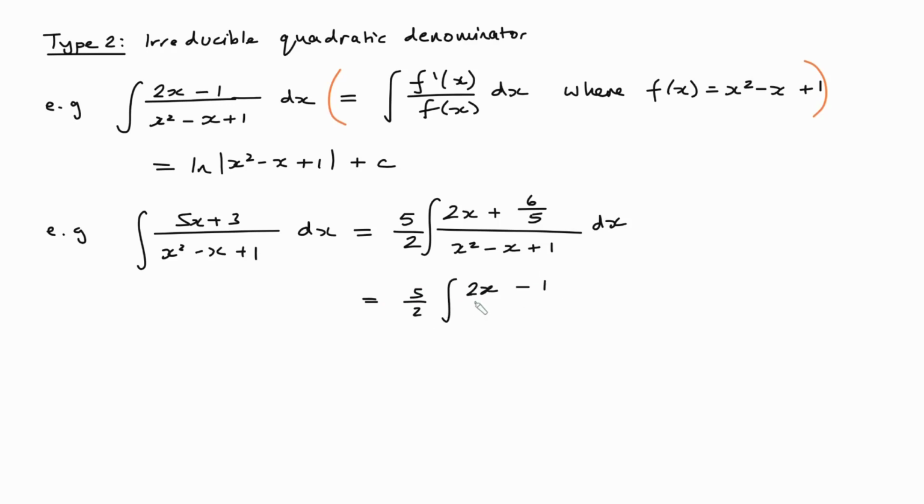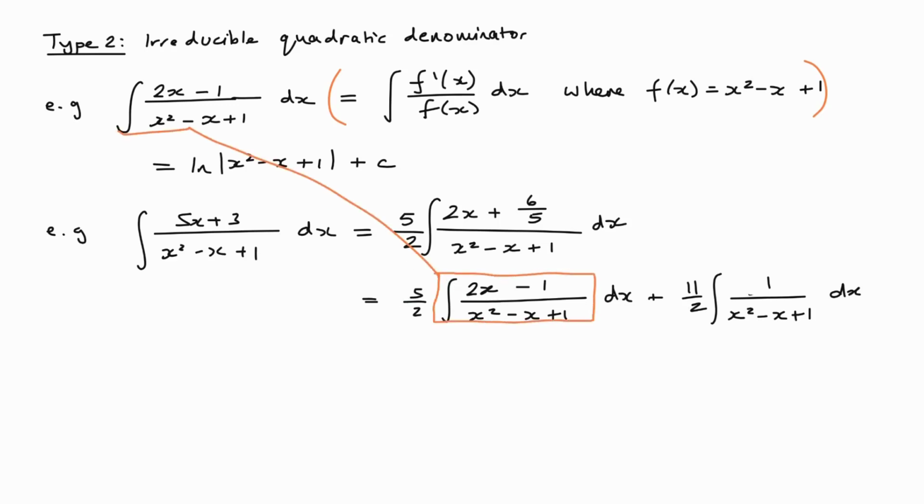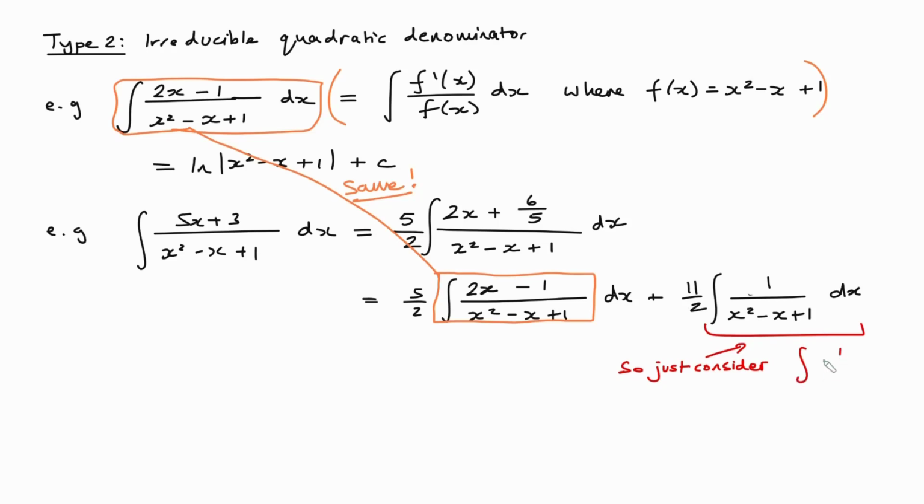And now you can see this 6 over 5, I can have it as minus 1 plus 11 over 5, and so I'll get an 11 over 5 here, and if I also combine that with the 5 over 2 outside the integral, I end up with this constant 11 over 2. But the point here, in the algebra, is that I've managed to write it as a constant times this integral that we can do easily using this result, plus another integral, which is just now 1 over the irreducible quadratic. And so I've simplified this to say all I need to be able to do now is to know how to integrate a constant over my irreducible quadratics.